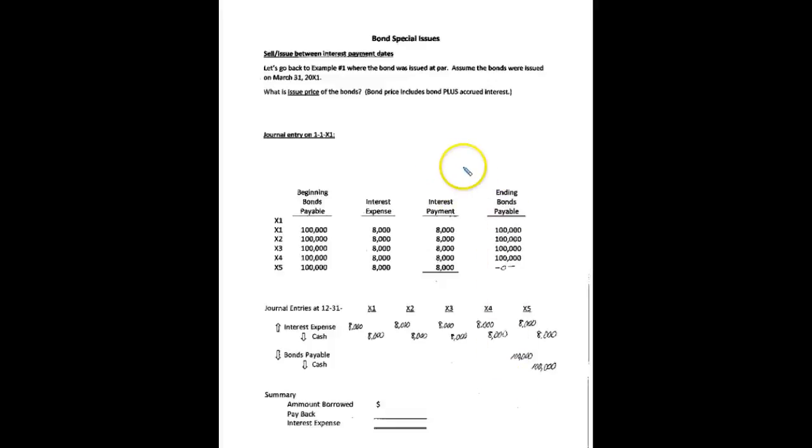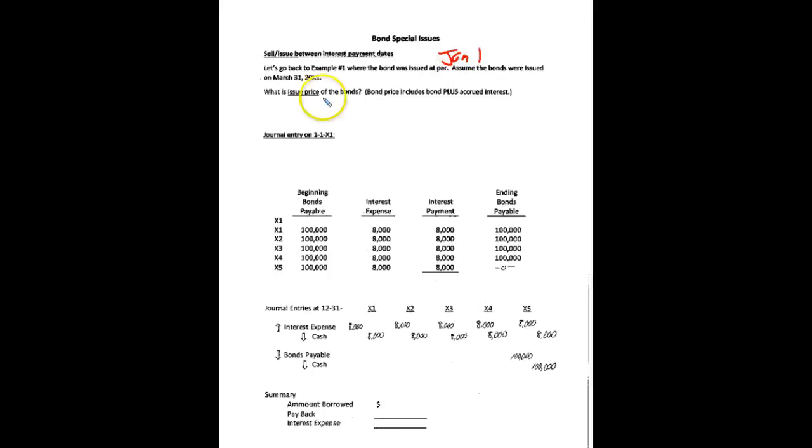In this recording, we're going to look at some special issues related to bonds. The first one we want to look at is what if the bonds aren't sold at the beginning of the year or on the contract date. So recall in example 1, the bonds were issued at par, and they also were dated January 1.